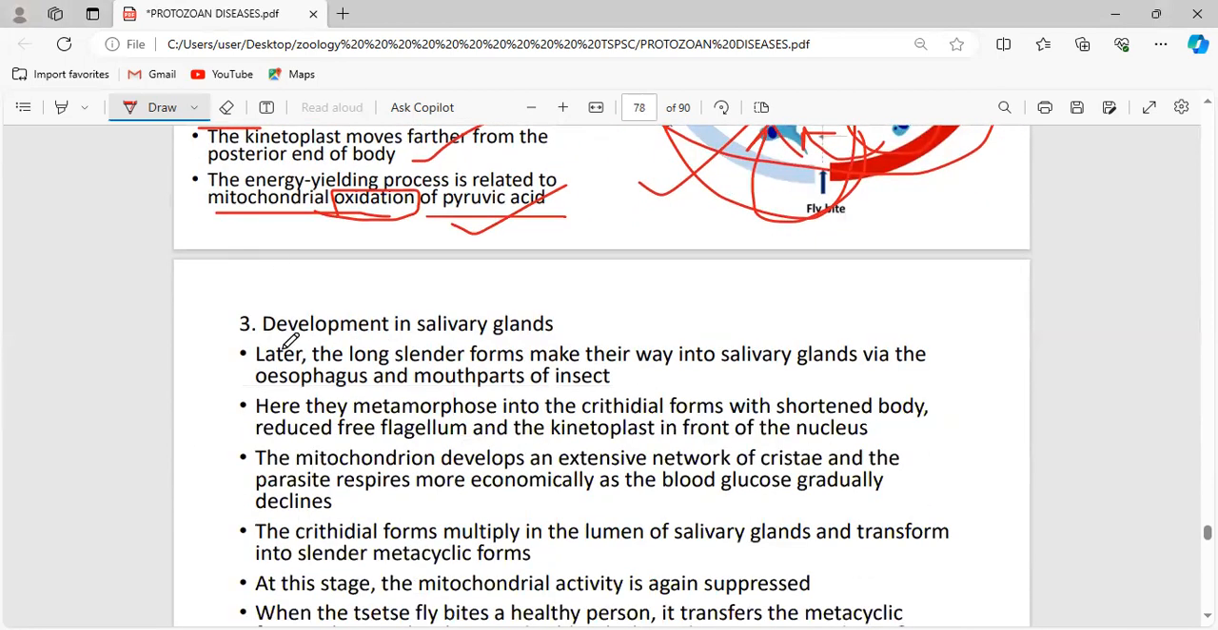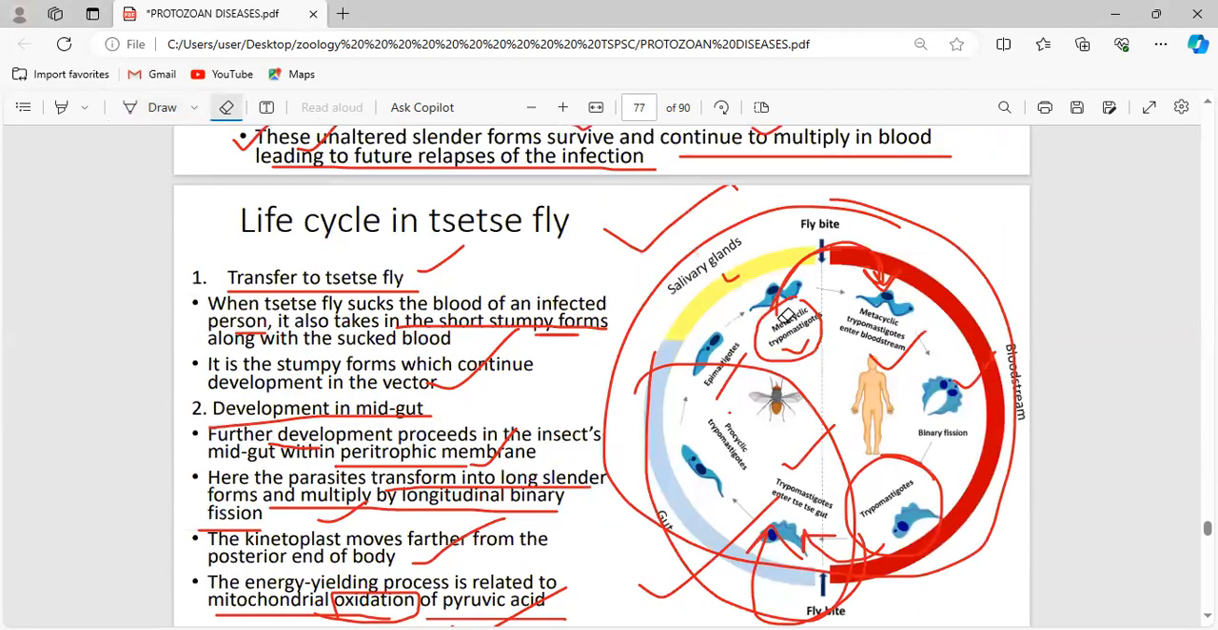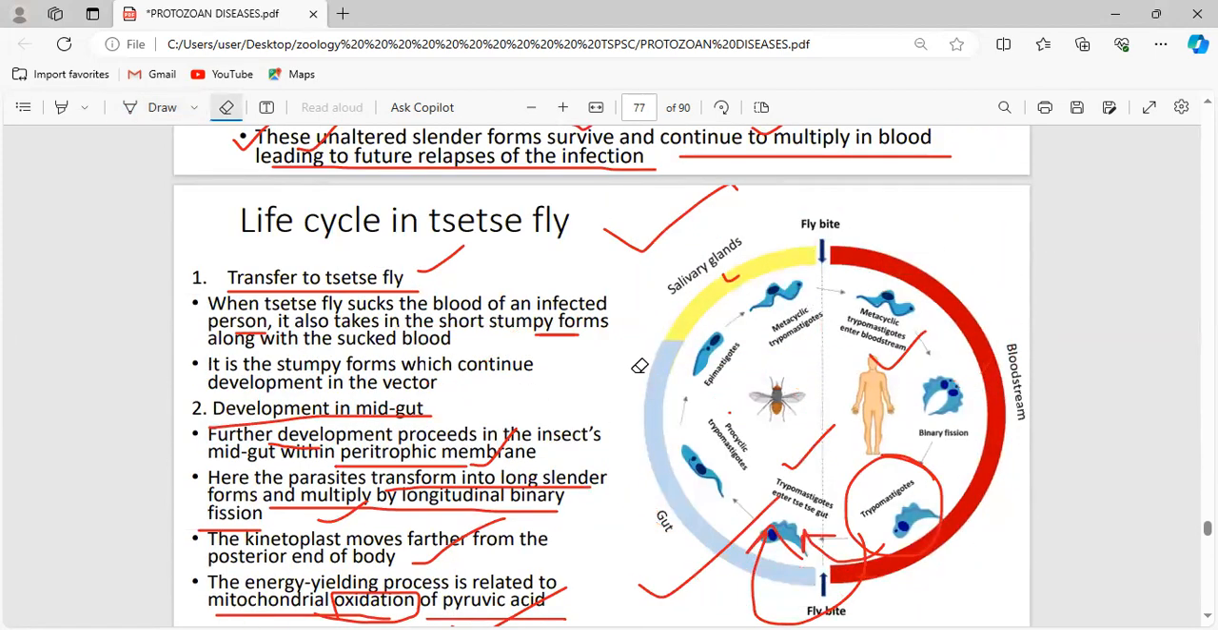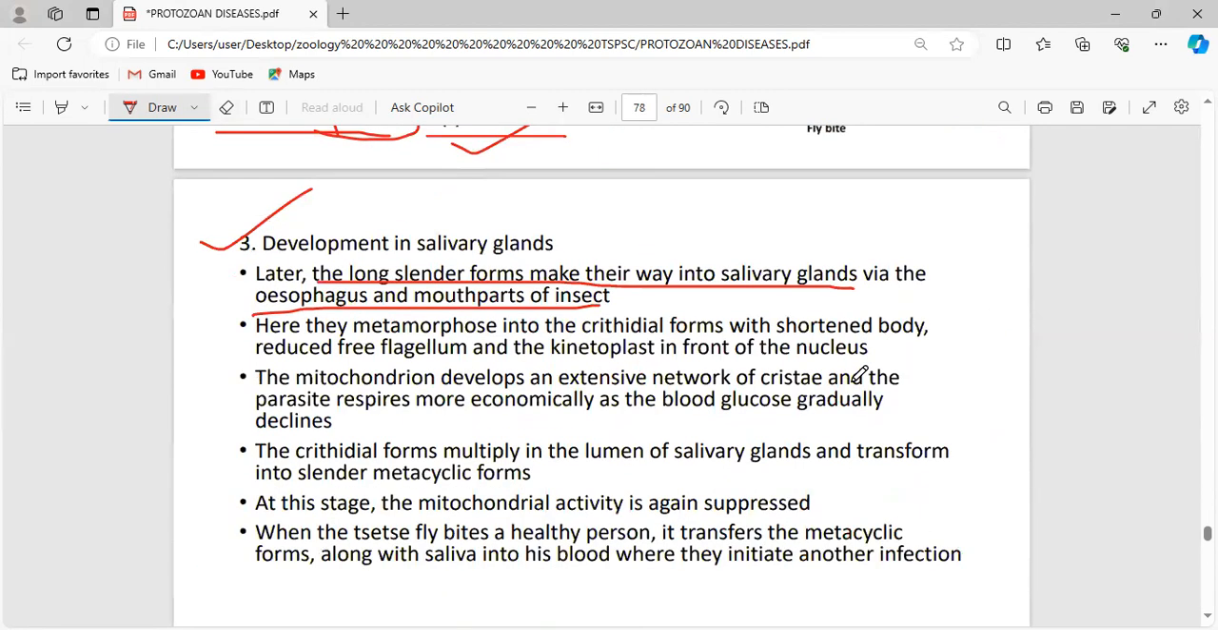And what are all the things developed in the salivary gland? These long slender forms make their way into the salivary glands via the esophagus and the mouth parts of the insects. Via the esophagus and the mouth part of the insect, this epimastigote, or the crithidial form, will enter into the salivary glands. There it undergoes structural changes and becomes the metacyclic trypomastigotes. This is considered the infective stage.